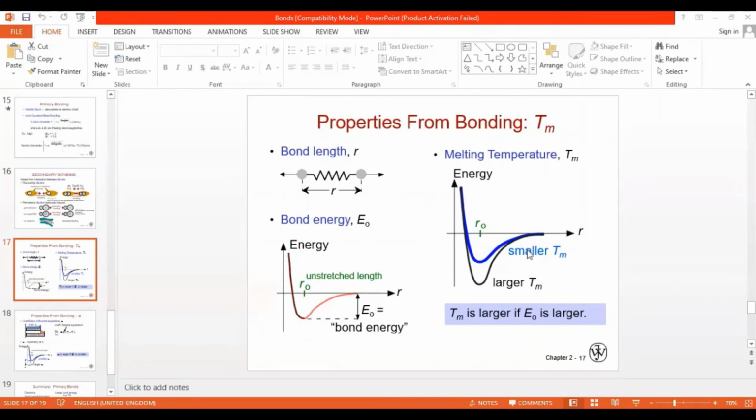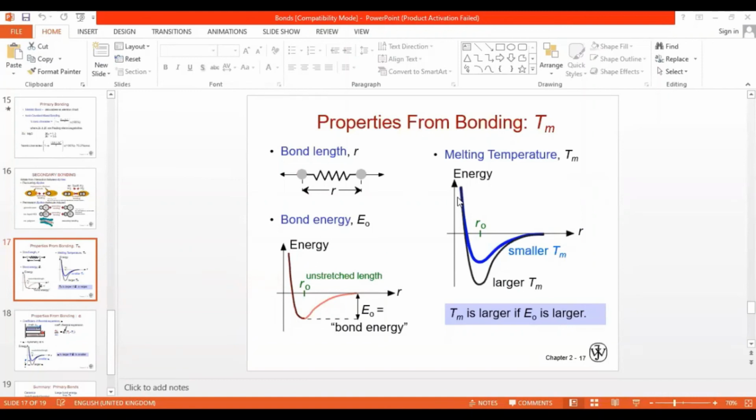So melting temperature is again directly proportional to the bond energy. If the bond energy is high, the melting temperature will be high. What is melting? Breaking the bond and making it into the liquid phase. Whether it is a metal or non-metal doesn't matter; breaking the bond to make it a liquid state is melting.